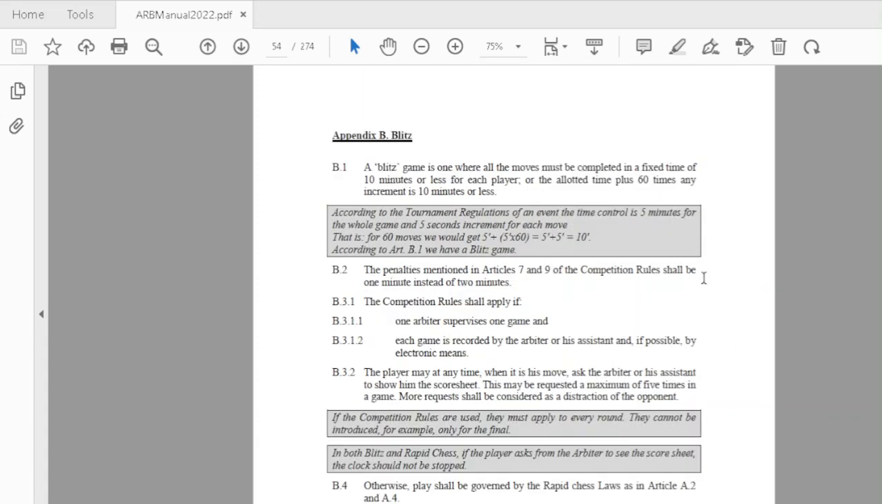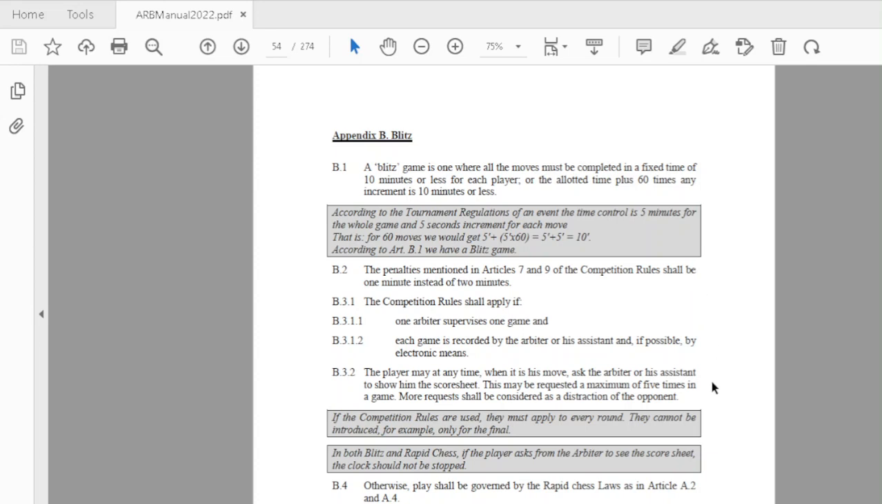With Blitz, pretty much the same thing. There's the definition of Blitz. That's a shorter format, so it's when the fixed time is 10 minutes or less. Or if you do that summation, the increments plus the fixed time is 10 minutes or less, it's deemed as Blitz.